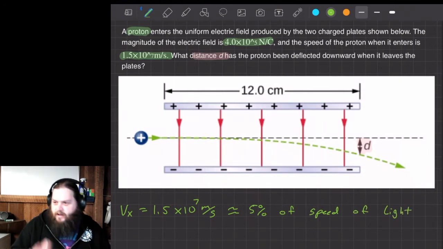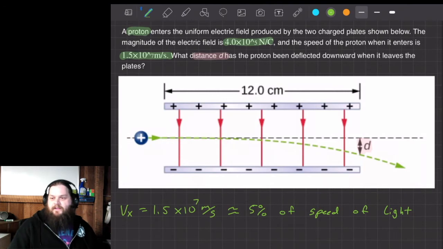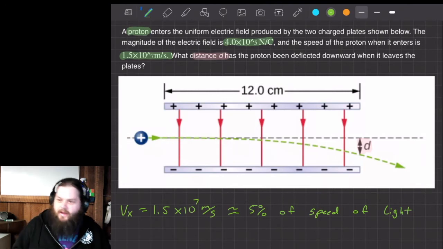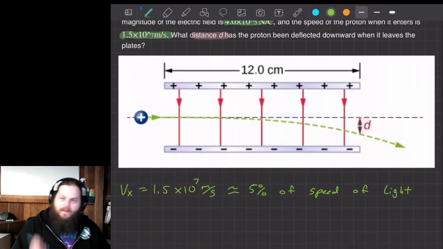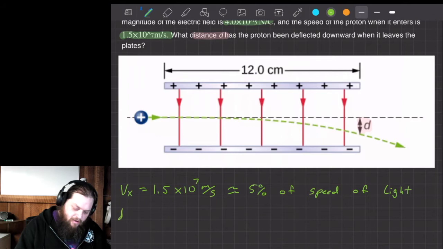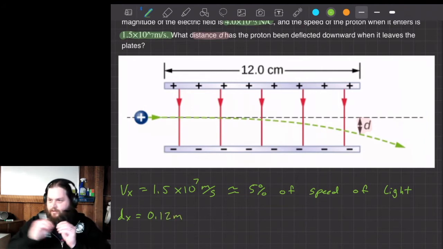In this case, we're going to ignore the idea of special relativity and stuff like that because that's beyond this course. You'll find out later that if it's anywhere past about 1%, you have small, minute, weird things happening with special relativity. But we're going to ignore all that for now. We know the distance that it's traveling in the x. I'll call it distance in x is going to be equal to 0.12 meters, as it travels through that uniform field.